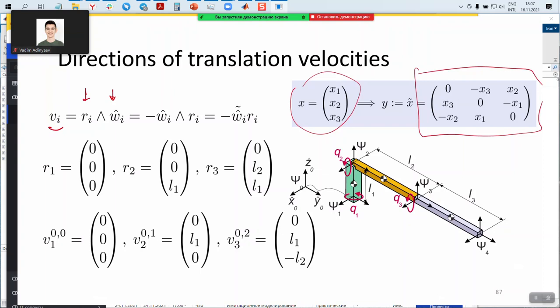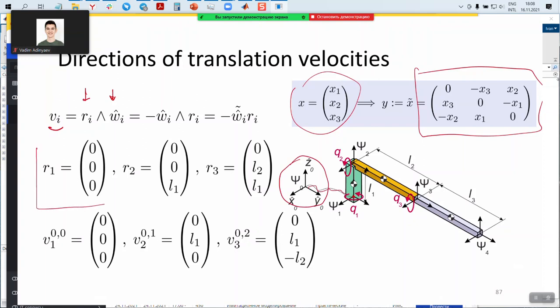So you need to take a product between a skew symmetric representation of angular velocity and radius vector. So what does it mean, radius vector? It's the radius vector between a frame of your interest and the very first frame. So we consider all the motion around this world frame, which is in this point. So you can see this line, it means that it is there.